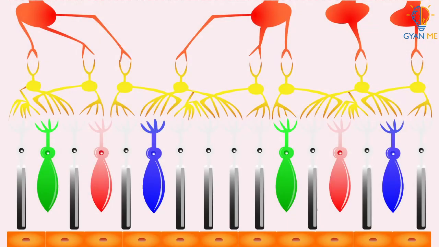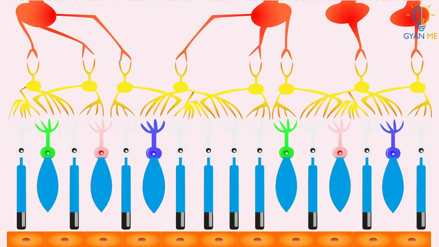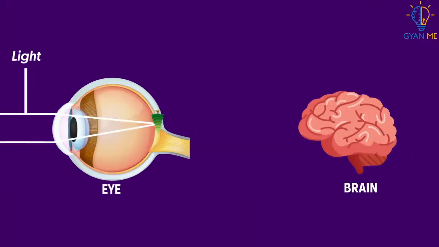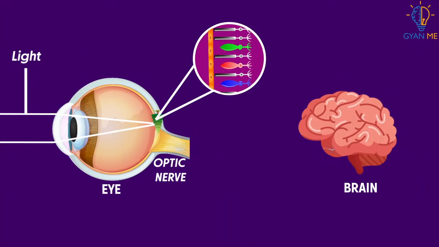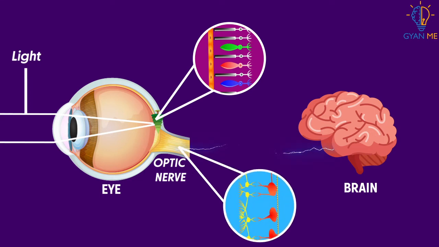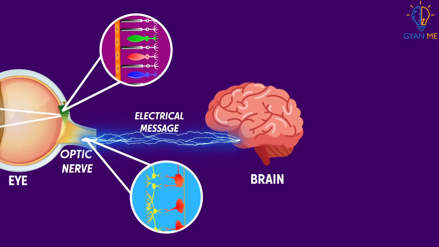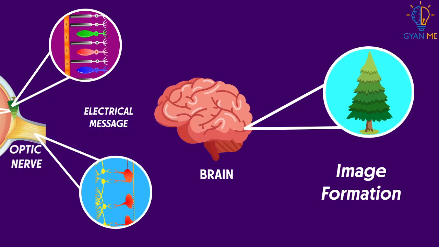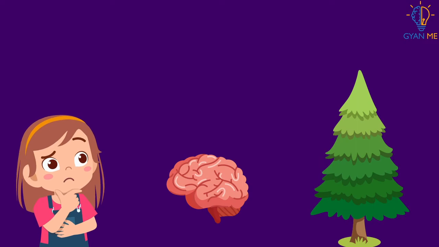These cells become active as soon as light falls on the retina and produce electrical messages. These electrical messages reach the brain through optical nerves that come out from here. The brain interprets these electrical messages and inverts the image for us. As a result, we can see things as they are, erect and colorful. Let me tell you one interesting fact.